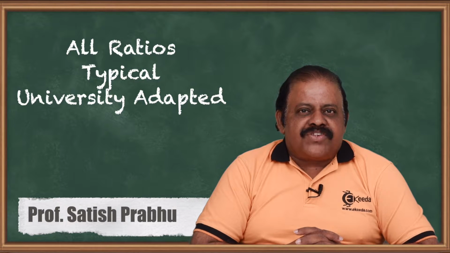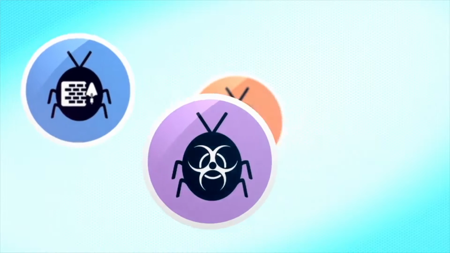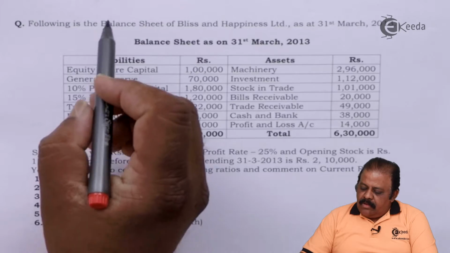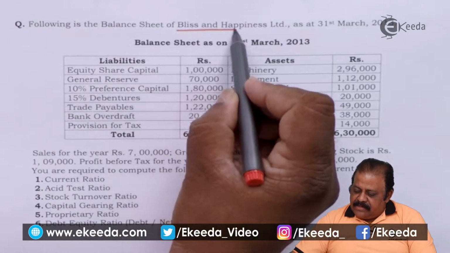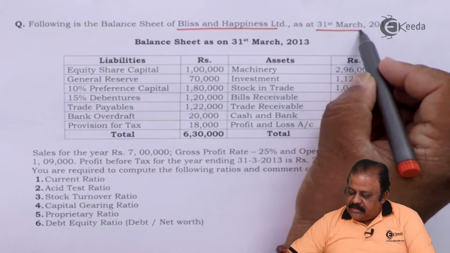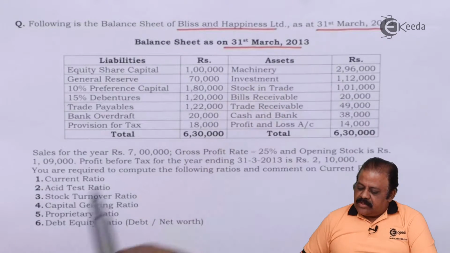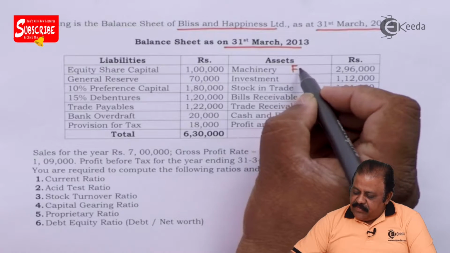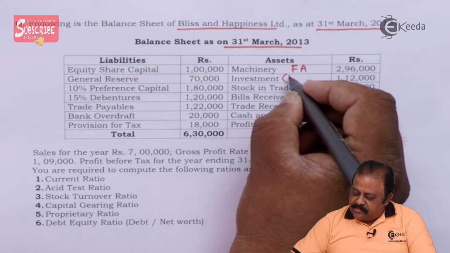Let us read this question. Following is the balance sheet of Bliss and Happiness Limited as at 31st March 2013. Balance sheet as on 31st March 2013. On the asset side we have machinery, fixed assets. Investment, these are long-term investments.